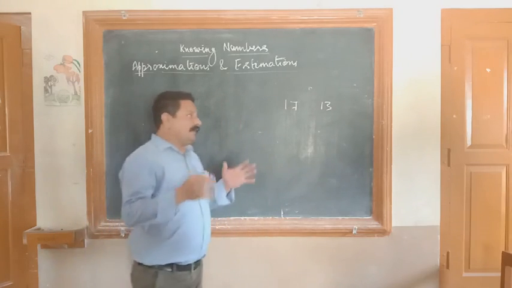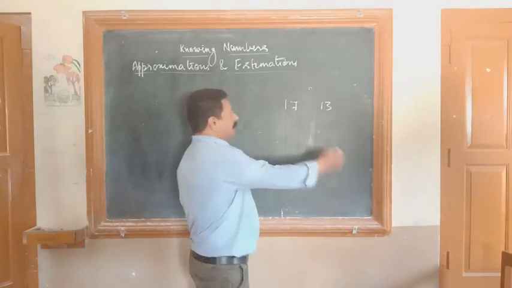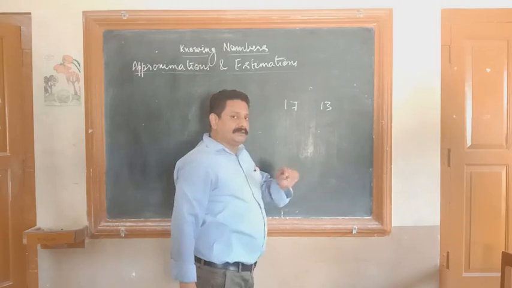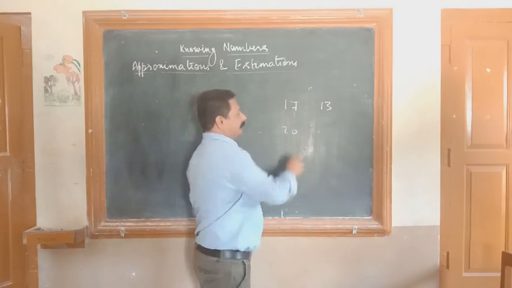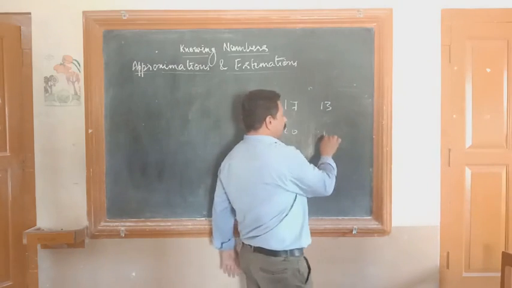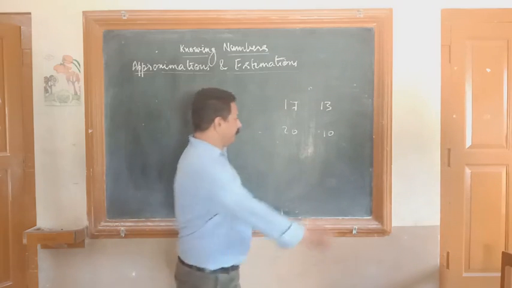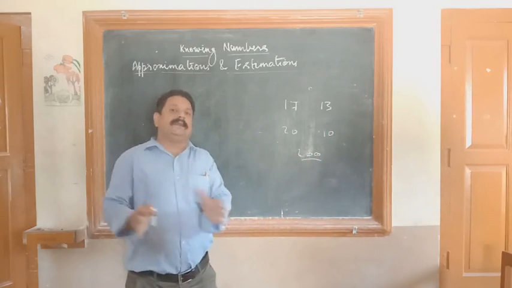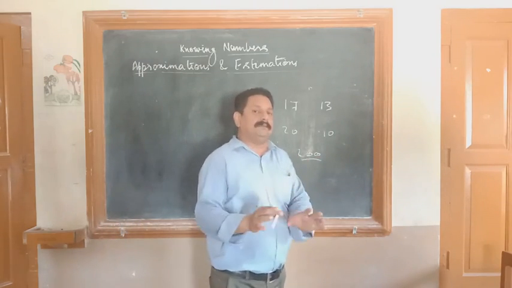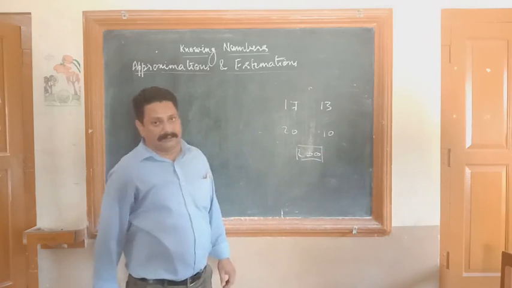So how will approximation or estimation help us in calculation? 17, we try to change it into the nearest tens. So 17 is closer to 20 and 13 is closer to 10. So 20 into 10, length into width, will give us the value 200. So the area is going to be somewhere near 200. So this is estimation. Approximate area is 200. This is not the absolute area.